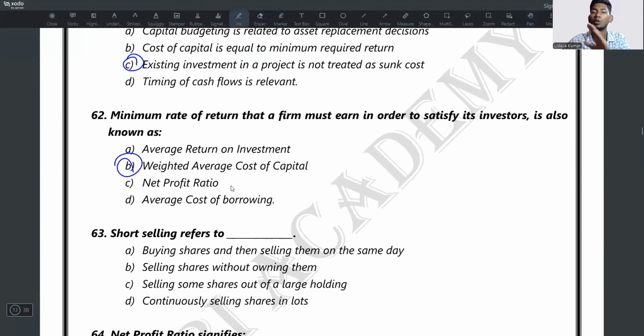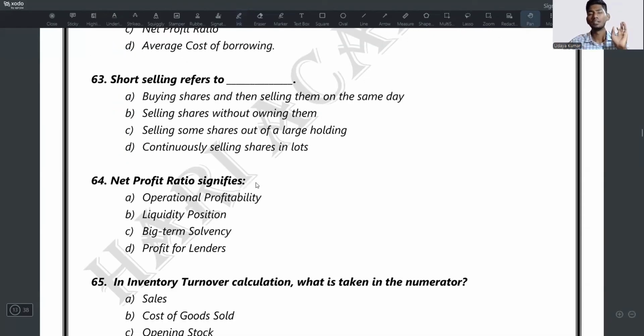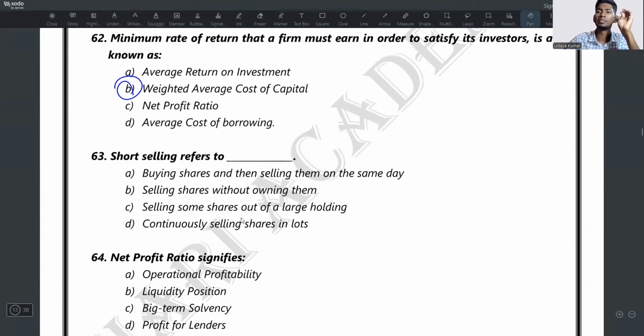Don't waste your time on the silly questions. Just if you have seen the question and if you are getting the relevant answer in the options, just fix it off. Okay. So moving to question number 63, short selling refers to, what does it mean?